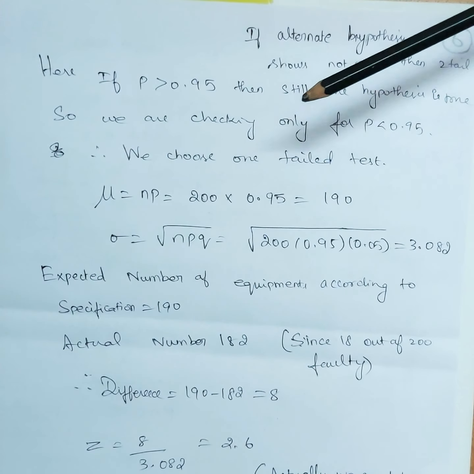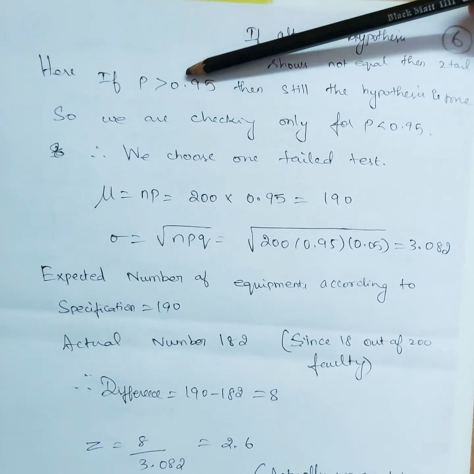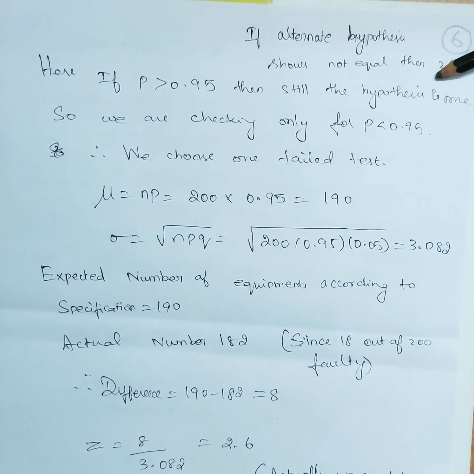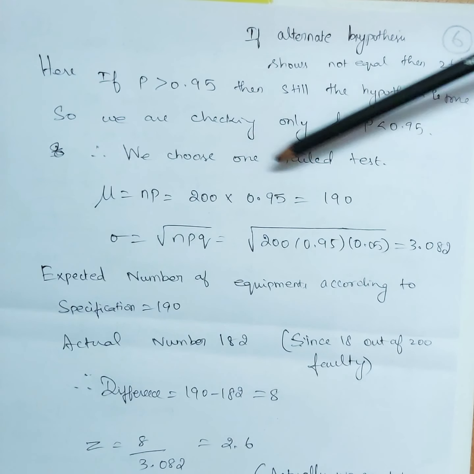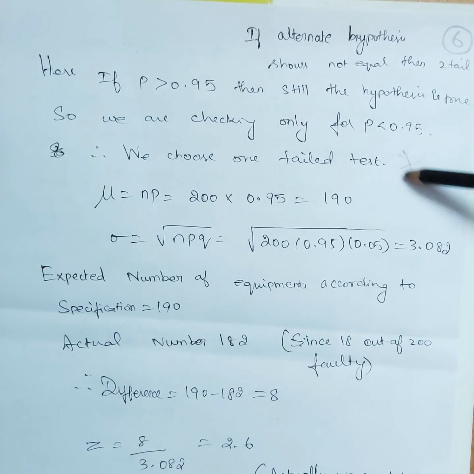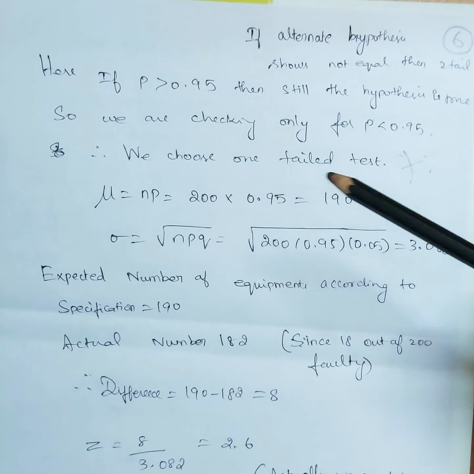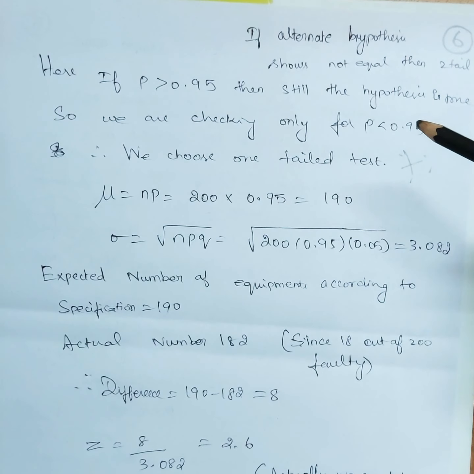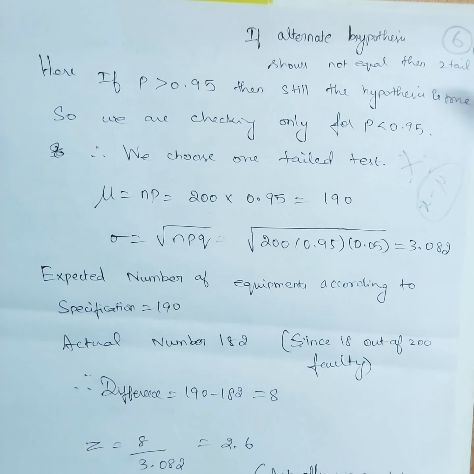So we decided that we are going for only a one-tail test. That is what I have written. If P is greater than 0.95, still the hypothesis is true. So we are checking only for P less than 0.95. So we are choosing a one-tail test. This is done. Now coming to the formula. We write Z is equal to X minus mu by sigma. Same thing. But in the numerator, X minus mu is the difference between the values.